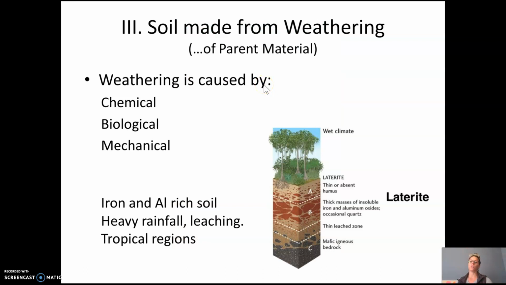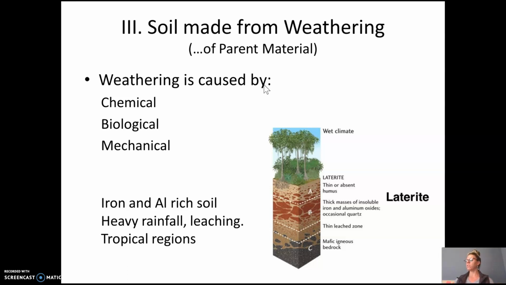So weathering. Soil is made from weathering. This is our plant material. Weathering is caused by chemical, biological, or mechanical weathering. So if it's chemical, think about limestone or calcite that's being degraded by acid in the rain that falls. If it's biological, moss or lichens will come down in primary succession. They kind of come in first to bedrock and start to break down rock.